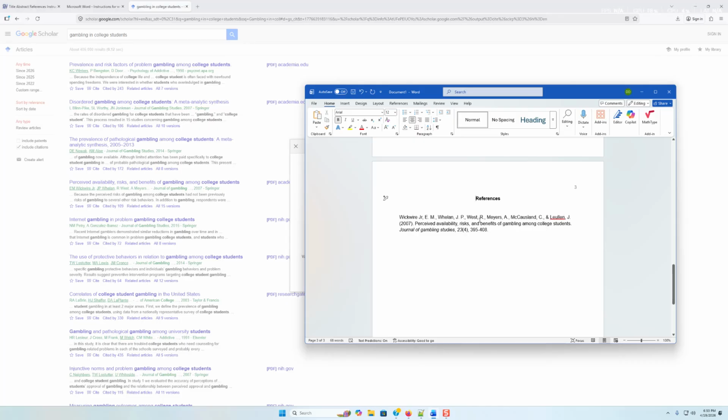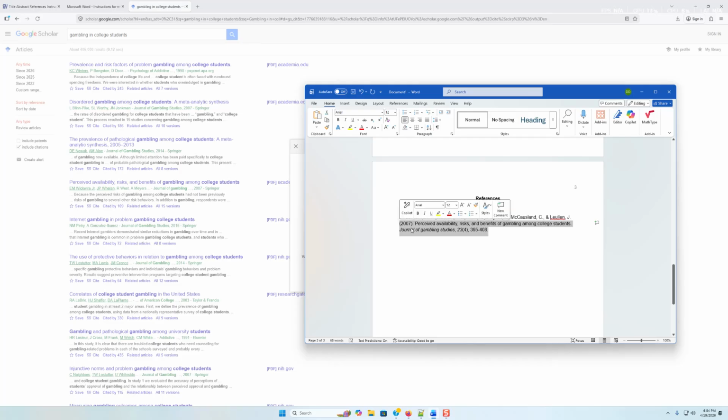If you have 6 or more authors, you could just put the first author, first initial, middle initial, comma, et al., et period, al period. That means and others. But you could have 6 or more authors, and we don't have that here. The second and subsequent line of each reference entry must be indented. So we must indent here.